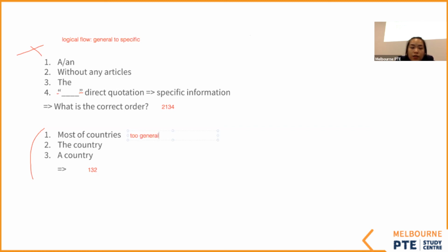Now, if you see the country, it's definitely specific. 3 countries. So a country, that means one of the most countries in here, right? So 3 first and then 2 after. Okay. So always remember general to specific.